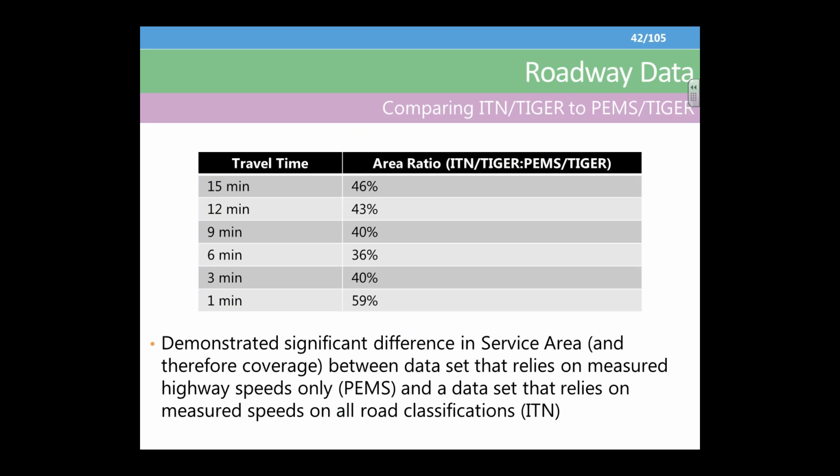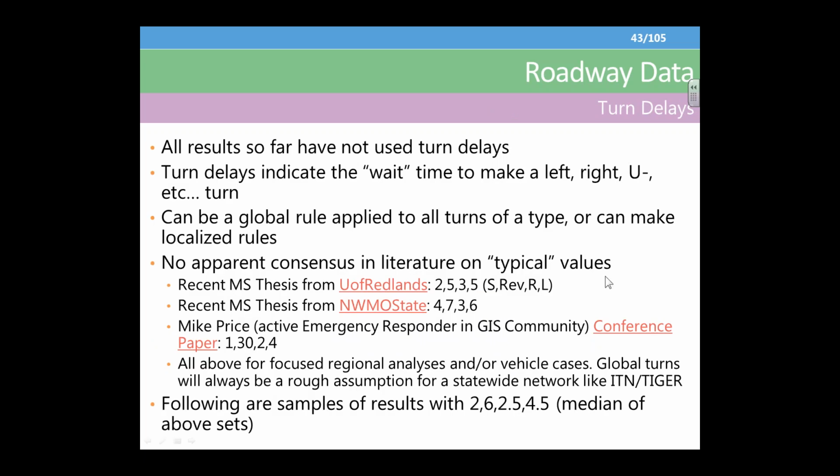All right. So some of the details of this analysis. One is turn delays, mentioned earlier this morning. We did not use turn delays in these results so far. Our GIS does give you the option to say how long you have to wait for a left turn, a U-turn, a right turn. As far as we were able to find in the literature, there's no apparent consensus on typical values, probably because this varies so much depending on your location. You can actually implement turn delays specific to every intersection.